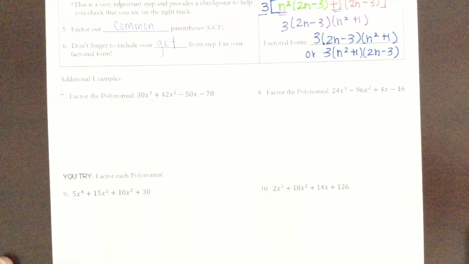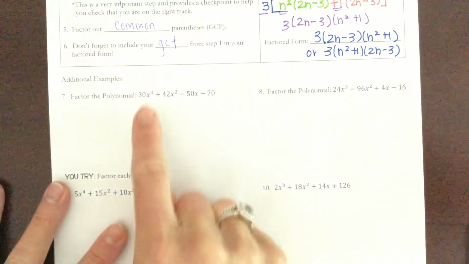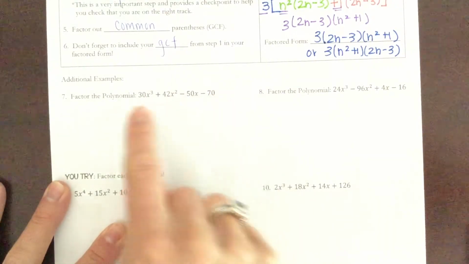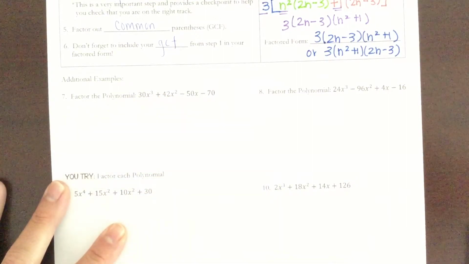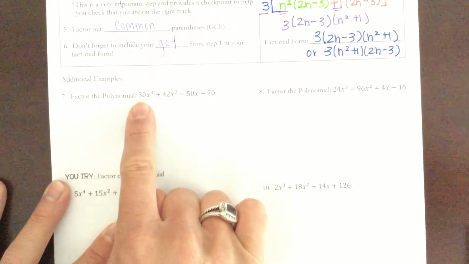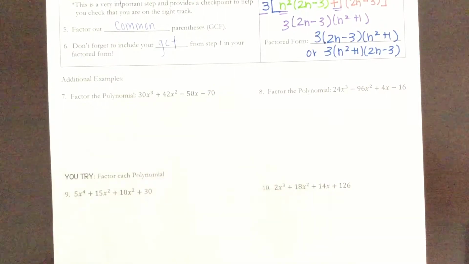Step 1, we want to factor out a GCF, if there is one, from all terms. Taking a look at all terms here, we see that they do not all share an x, but perhaps there is a number that they all share in common. Thinking about a number that goes into 30, 42, 50, and 70, the greatest common factor here is 2.